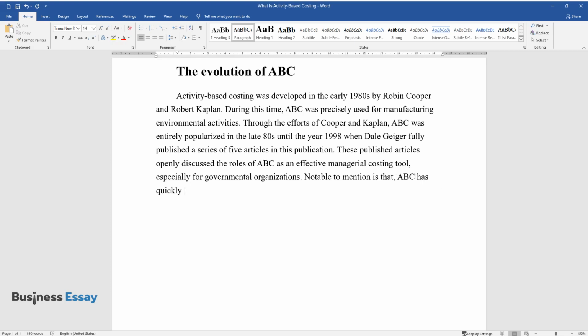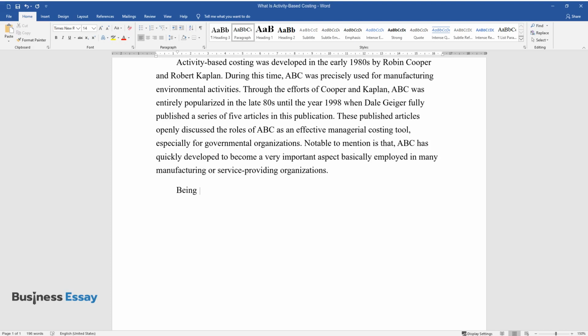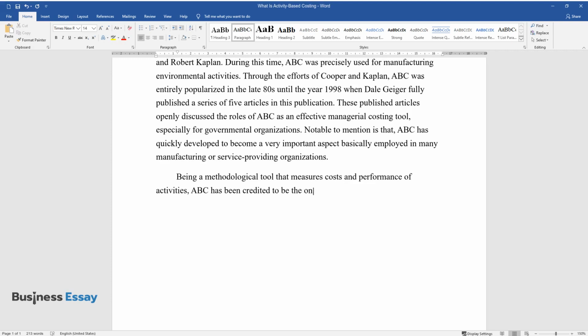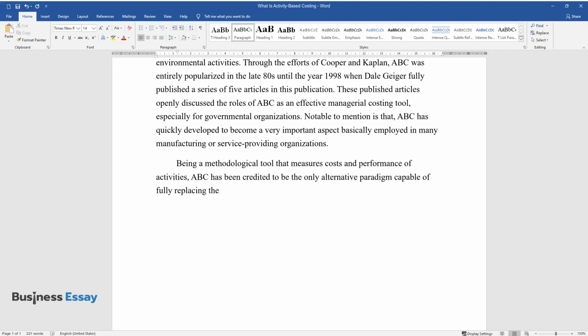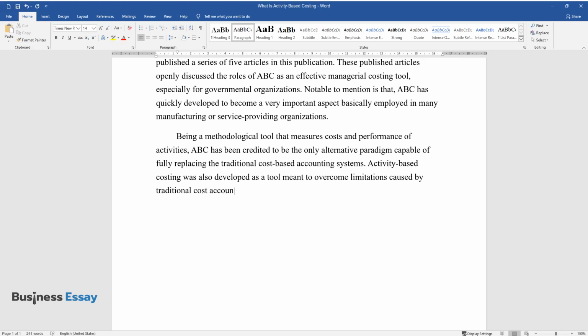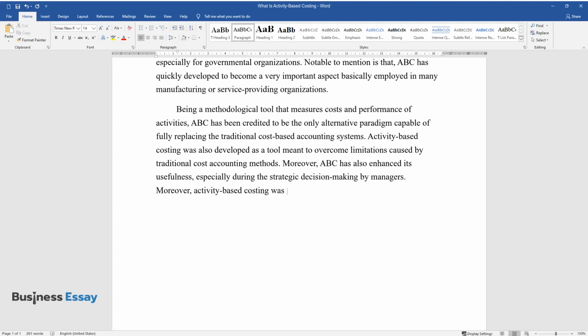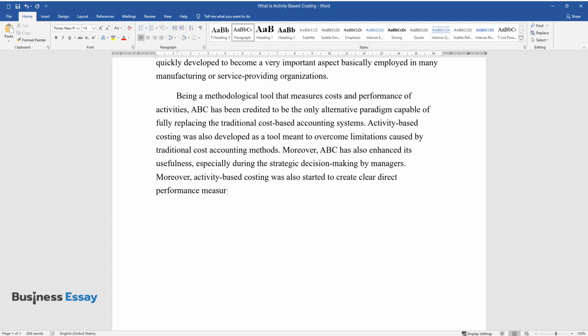Notable to mention is that ABC has quickly developed to become a very important aspect basically employed in many manufacturing or service-providing organizations. Being a methodological tool that measures costs and performance of activities, ABC has been credited to be the only alternative paradigm capable of fully replacing the traditional cost-based accounting systems. Activity-based costing was also developed as a tool meant to overcome limitations caused by traditional cost accounting methods. Moreover, ABC has also enhanced its usefulness, especially during strategic decision-making by managers. Moreover, activity-based costing was also started to create clear direct performance measures precisely for costs, time, and quality outcomes for a variety of activities.